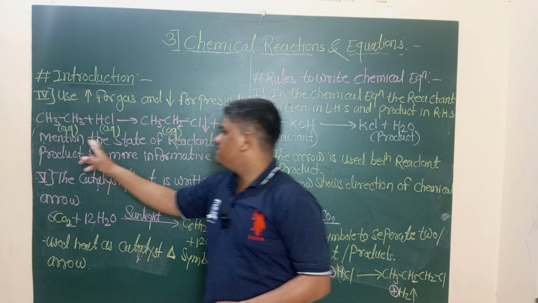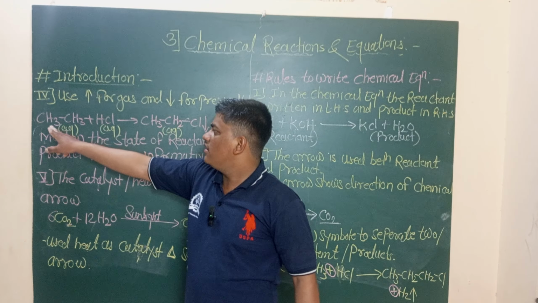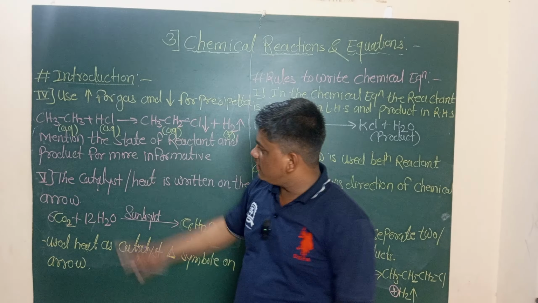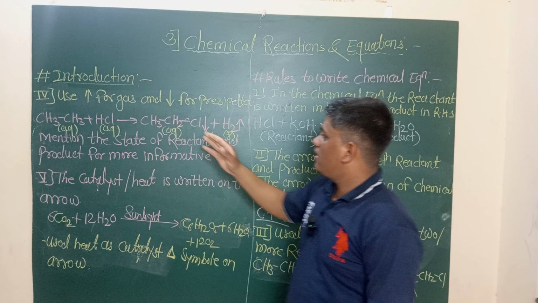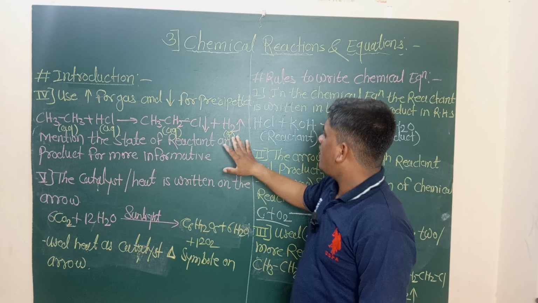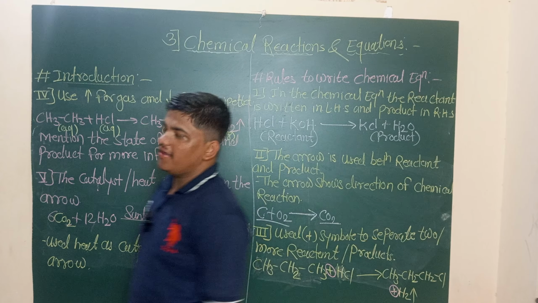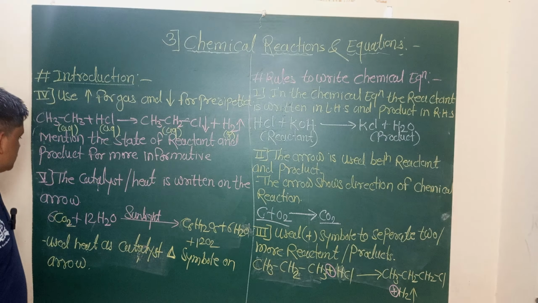Again, mention the state of reactants and products. For example, ethane is in aqueous solution. Hydrochloric acid is again aqueous solution. Ethyl chloride is aqueous solution or maybe a precipitate solid. And again, hydrogen is a gas. We use the state symbols to explain the state of matter.